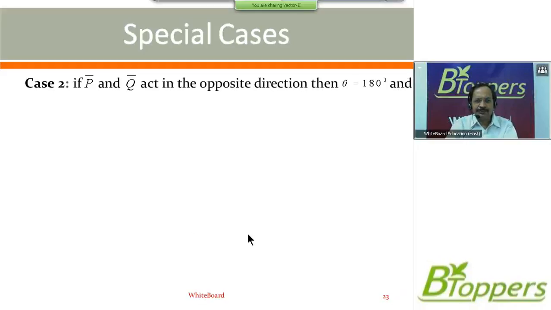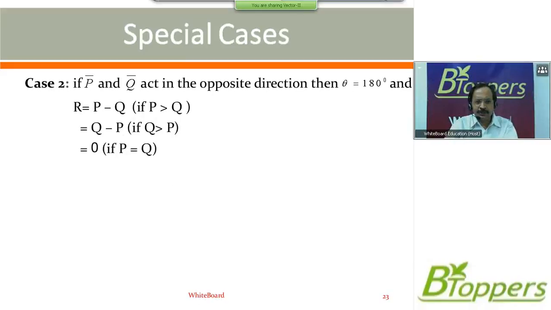Now look at case 2. If P bar and Q bar act in the opposite directions, then the angle theta between P bar and Q bar can be taken as 180 degrees. And we write R equal to P minus Q, if P is greater than Q. Or we can write R equal to Q minus P if Q is greater than P. R will be 0 if P and Q are equal.